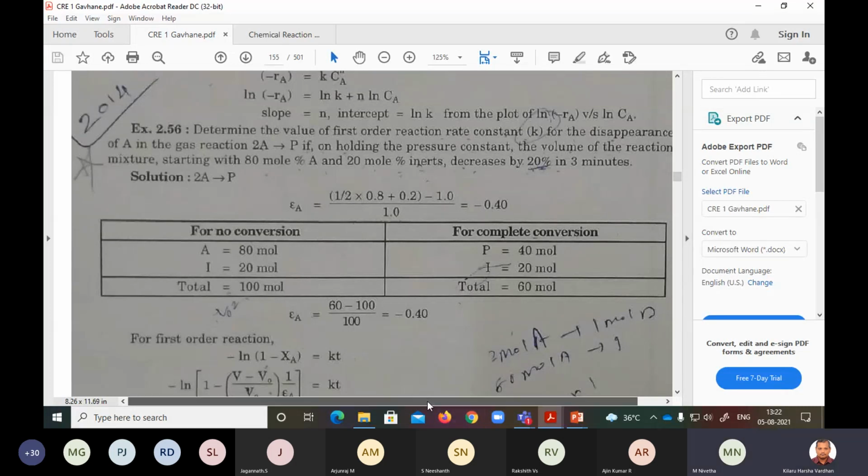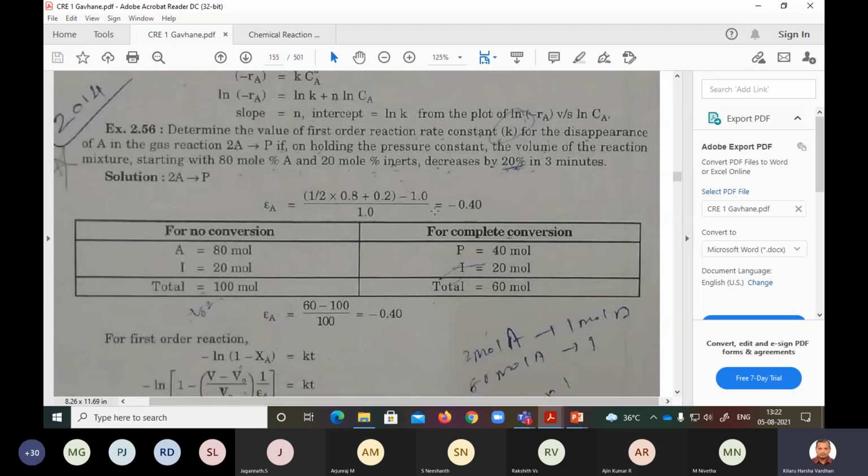Shall I increase the zoom? It is sufficient? Okay, fine.